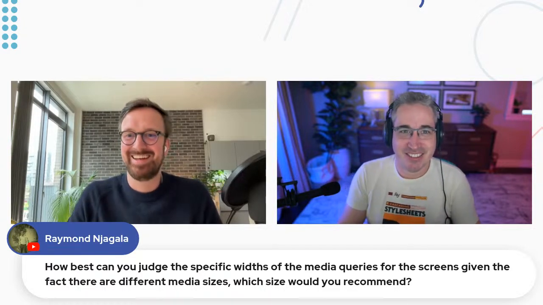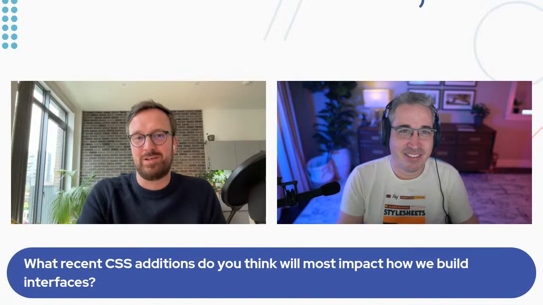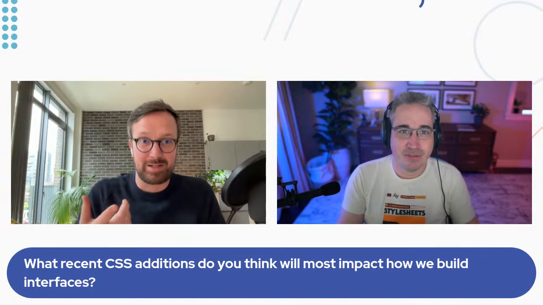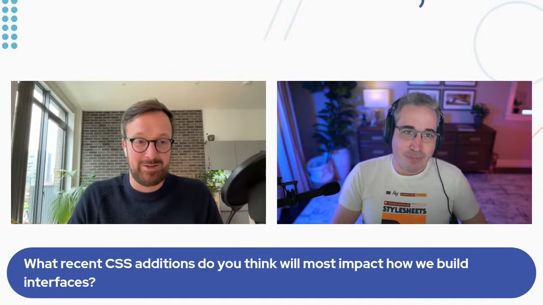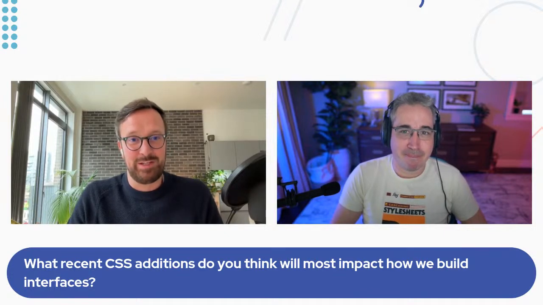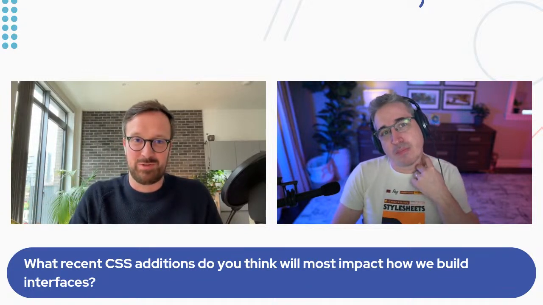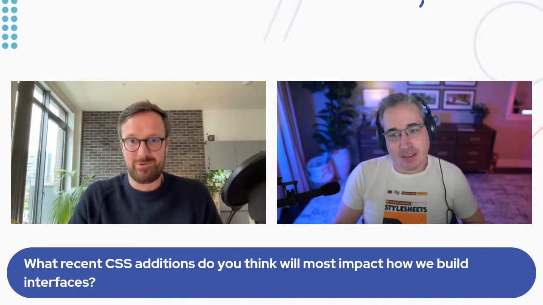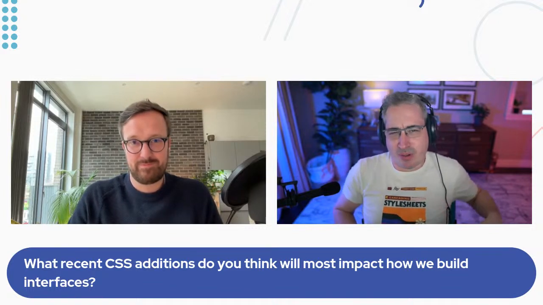Yeah. I don't know what your answer might be to this, but I've got an opinion on this as well, and I'd love to hear your thoughts. So, what recent CSS additions do you think will most impact how we build interfaces? Mine kind of goes back to the last question a little bit, but go for it on yours. Yeah. So, I guess for layout, it's what we're leaning towards there.